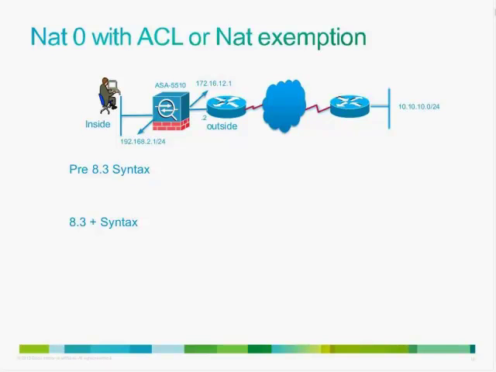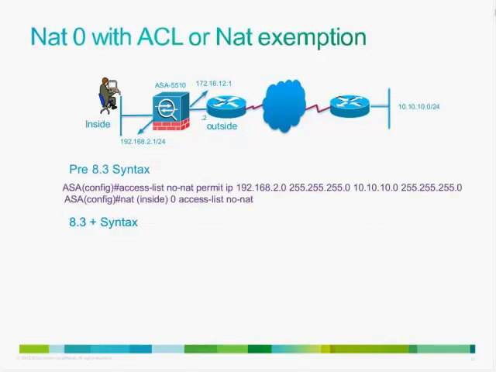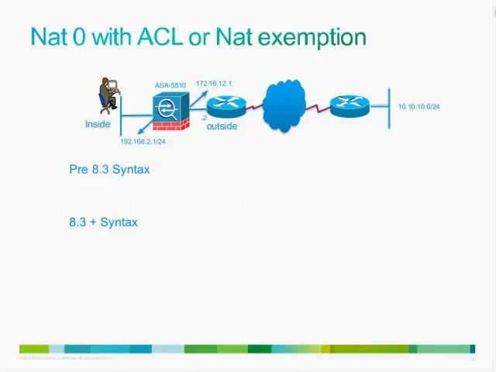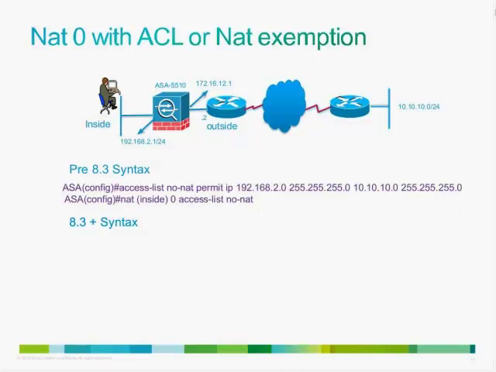Let's see the NAT 0 with the ACL or NAT exemption. The syntax isn't clear on the slide. Okay. So let's look at NAT 0 with ACL or NAT exemption. Let's see how to configure those. In the pre-8.3 syntax, what we would do is configure an access list.